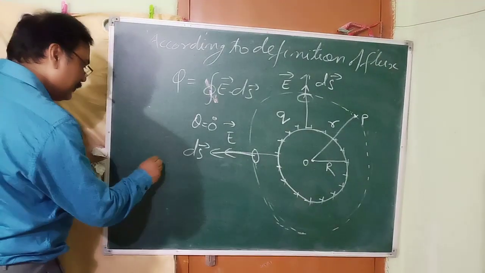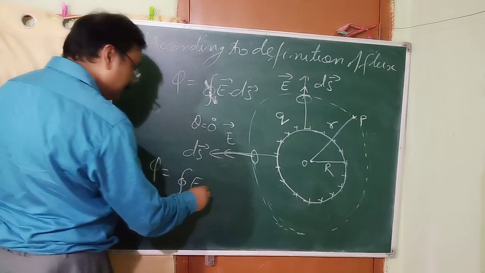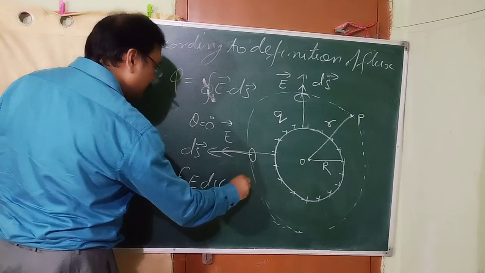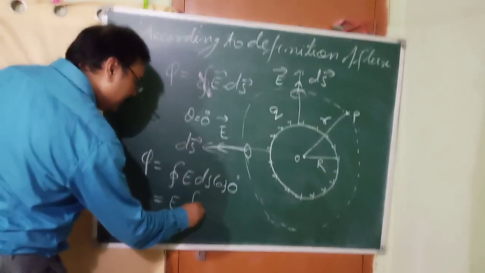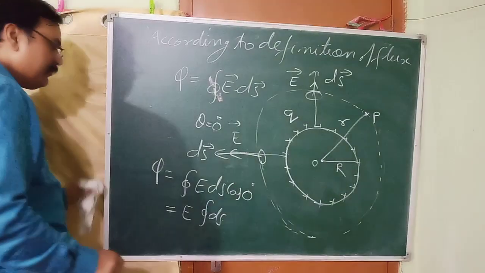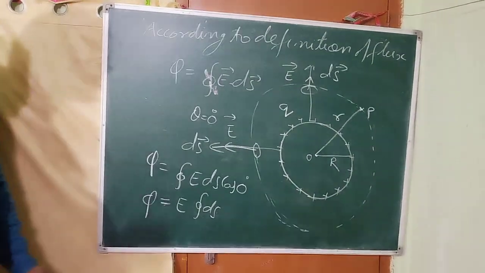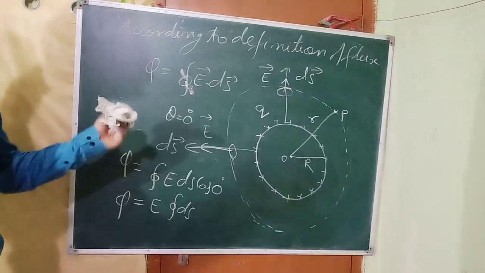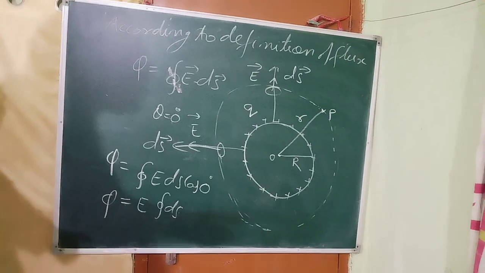We will get phi is equal to the integration of E ds cos 0, and cos 0 is 1. So what will we get? E is outside, we have to integrate ds. Because cos 0 is 1, only ds is left. We have to integrate throughout this Gaussian surface. Now see, what is the area of this Gaussian surface? What is the total surface area of a sphere? It is 4 pi r square.